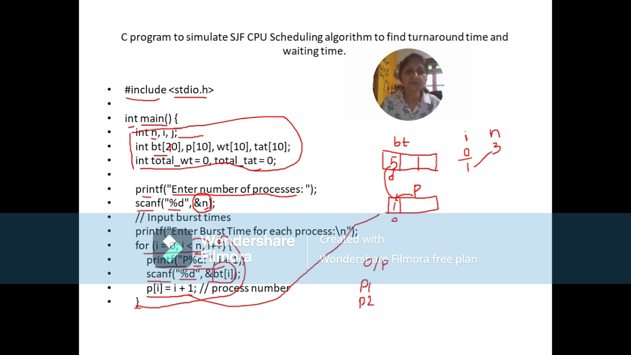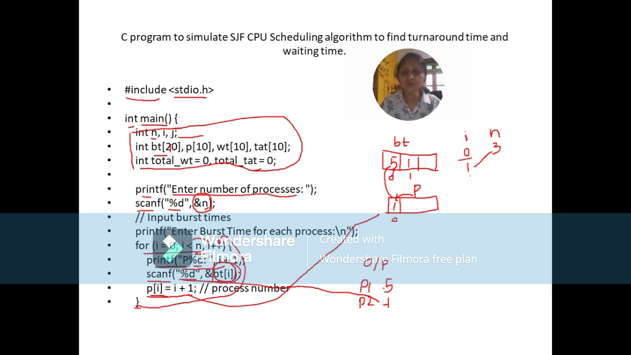It will display P2. Here the user entered 5 as the burst time. And again, this scanf statement is waiting for the user to enter the next value. Now suppose the user enters 1. Where is this 1 stored? It is stored in BT of I. What is the value of I? 1. So BT of 1. The user has entered the second value as 1. So at subscript 1, the number 1 is stored.